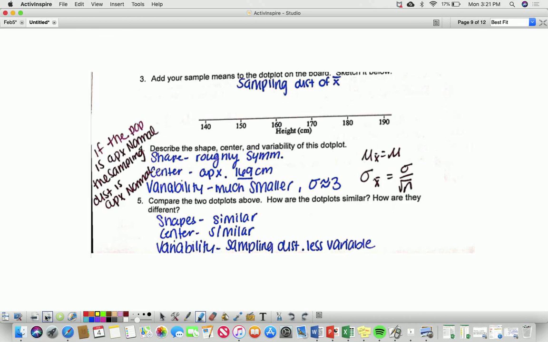Okay, so sampling distribution of X bar, so sample mean. Every class is going to look different, that's why mine's not filled in. However, shape, roughly symmetric. Your center should be about 169. It really just depends on your group. And your variability is going to be much smaller. I'm assuming it's going to be around 3. I could be totally wrong.